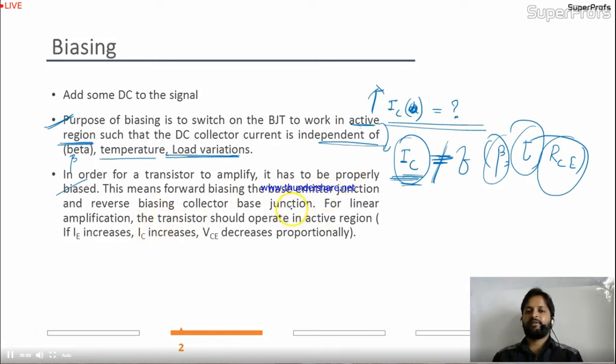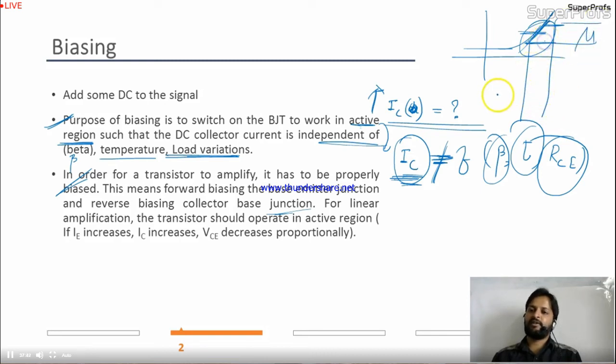For active region, we need to do the base-emitter junction, reverse bias. Wait a minute. In order for a transistor to amplify, it has to be properly biased. This point is correct. This means forward biasing the base-emitter junction and reverse biasing the collector-base junction. We know about this. For linear amplification, the transistor should operate in active region. We'll choose the linear region to work in. The transistor should work in this region only, so you'll have better amplification.